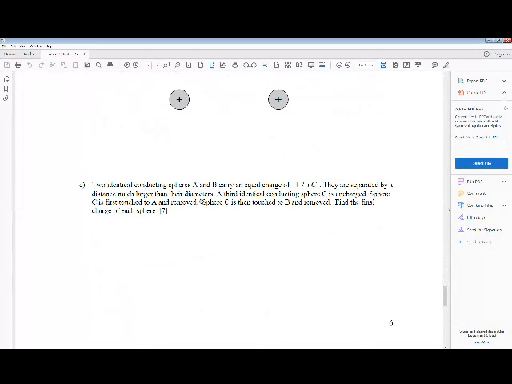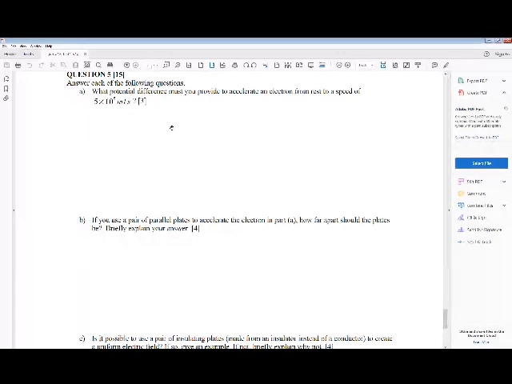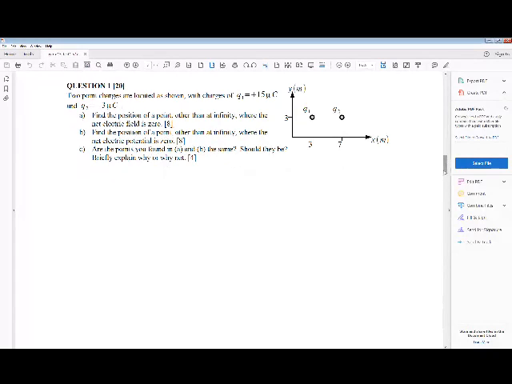And then we had 2 identical conducting spheres carrying charge, each separated. A third conducting sphere is uncharged. It's then touched to A and removed, then touched to B and removed, and you have to find the final charge on each sphere. And so that's a conservation of charge kind of question. And after that, actually, then we had short answer questions. So this was a typical test. This was test number 1.